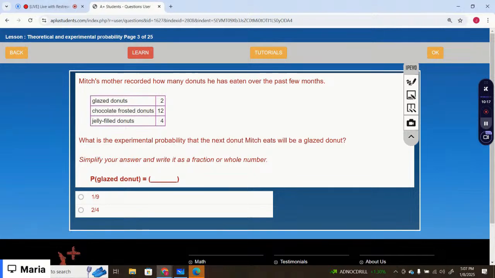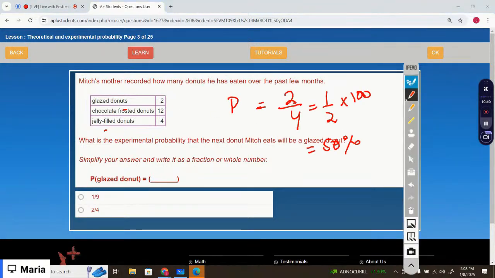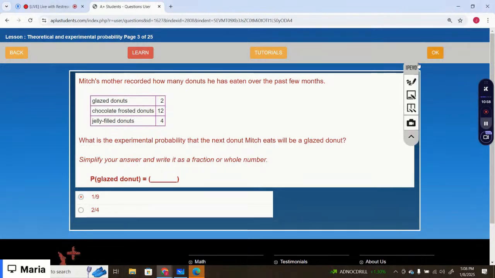Mitch's mother recorded how many donuts he has eaten over the past few months. What is the experimental probability that the next donut Mitch eats will be a glazed donut? Two donuts are glazed out of the 18 total. So the probability is 2 out of 18. When you simplify the answer, that would be 1 out of 9. Option number 1 is the correct option.